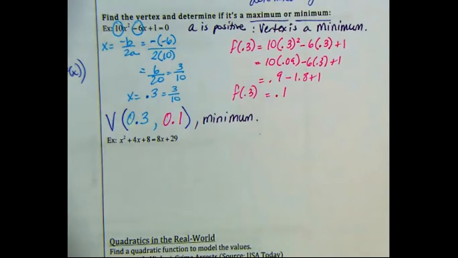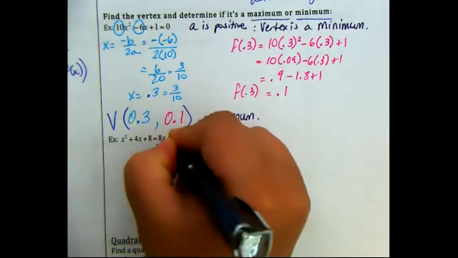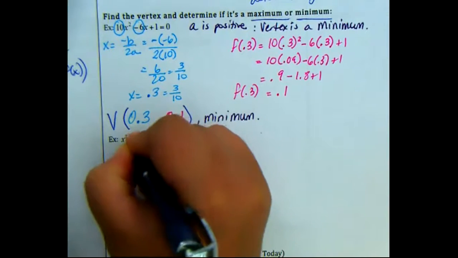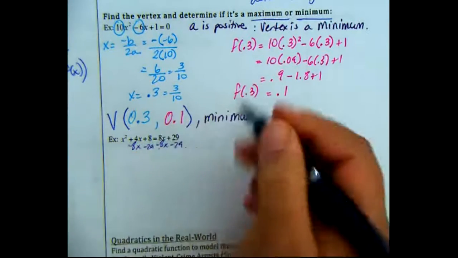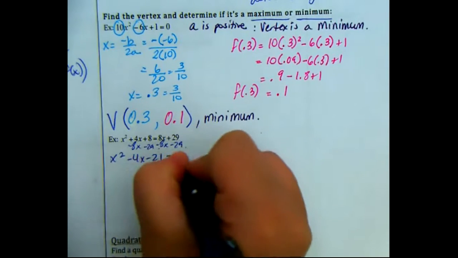For the second example, same thing applies, guys. It has to equal 0. We can't start it unless it equals 0. So we still gotta move these over. Minus 8x minus 29, minus 8x minus 29, right? So we get x squared minus 4x minus 21 equals 0.